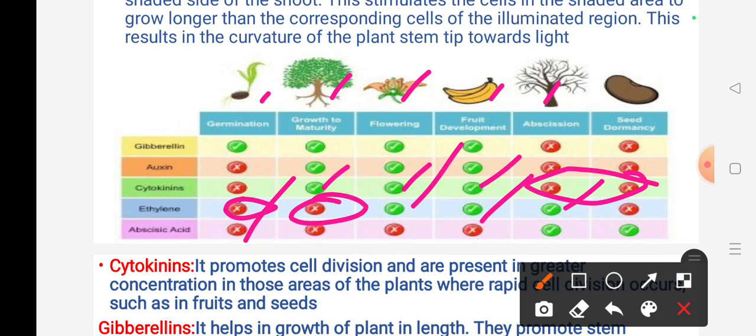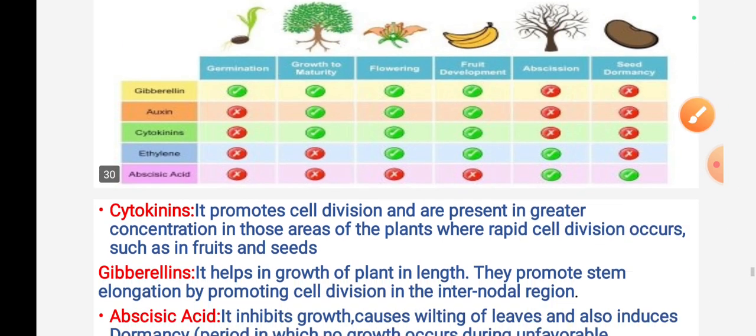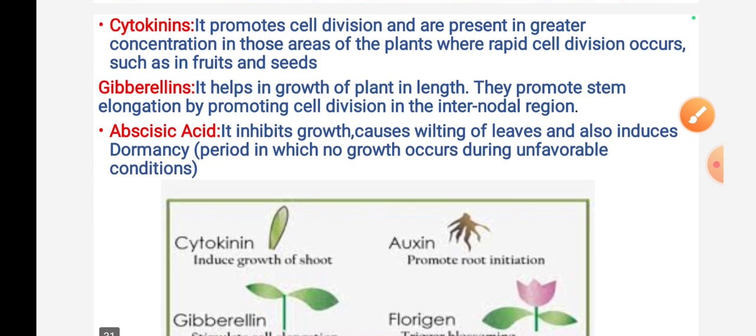At the time of growth, maturity, and flowering of plants, and at the time of fruit development, abscisic acid is not secreted. But at the time of abscission and at the time of seed dormancy, abscisic acid is secreted.